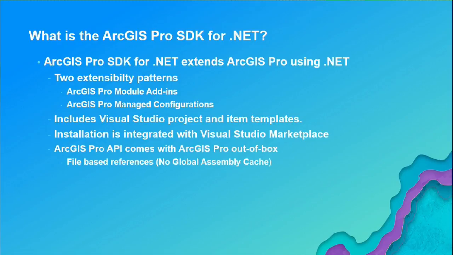The ArcGIS Pro SDK for .NET extends the Pro application using the .NET framework. There are two extensibility patterns that are adopted for this, the Pro module add-ins and the managed configurations. The SDK offers a collection of project and item templates. You can download it directly within Visual Studio Marketplace, and we currently support versions 2015 and 2017. An important thing I want to mention here is that the ArcGIS Pro API comes with Pro out of the box. The Pro assemblies are all file-based references and nothing gets registered in your global assembly cache.